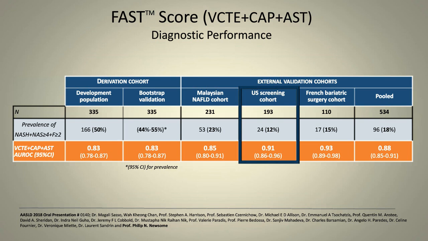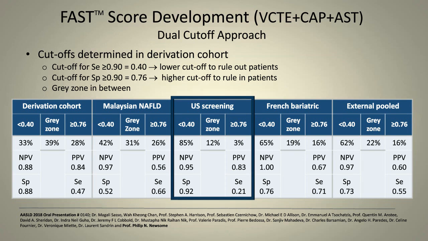Now, if you look at our U.S. population and you apply the cutoff values, you again see a high negative predictive value for less than 0.4 and a high positive predictive value if it's greater than or equal to 0.76.